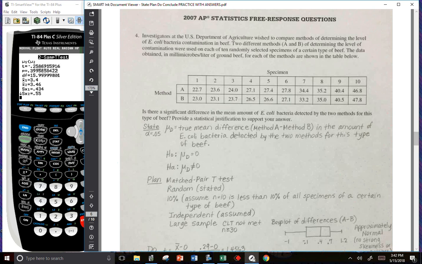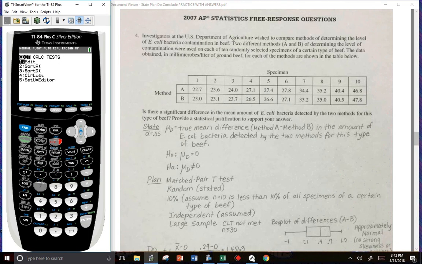So to graph it right there, what I did is I did a box plot of L3. Go with me? So I did second y equals, turn it on, make sure it's on the one that has the outliers, go up and select L3. I'm also going to turn off the second one because it's old data and I don't want it messing up. So it's off. And then I'm going to zoom 9, and that's where I got that from. And yes, I did hit trace to get those values.